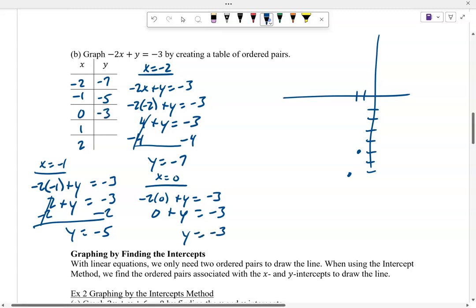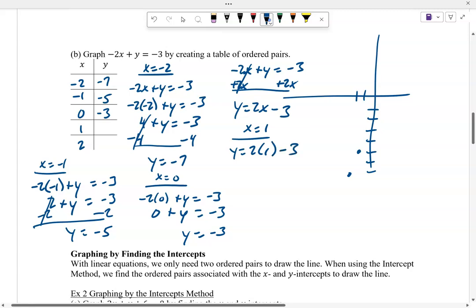And by the way, the other way you could do this is you could solve for y first. If you want to rewrite this equation before you plug x in, you can also do that. So you got y equals 2x minus 3. And then you could plug your points in. So let's do it for x being 1. So I get 2 times 1 minus 3. And notice I don't have to solve for y now. So y is -1. So I got 0, -3.